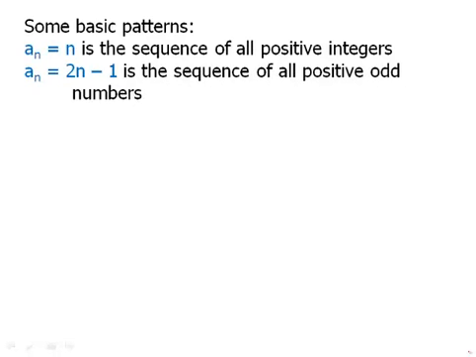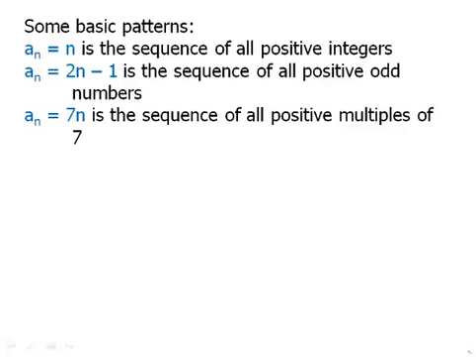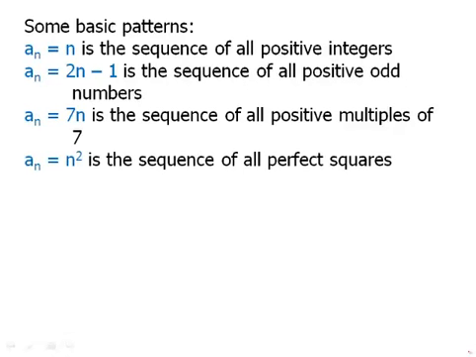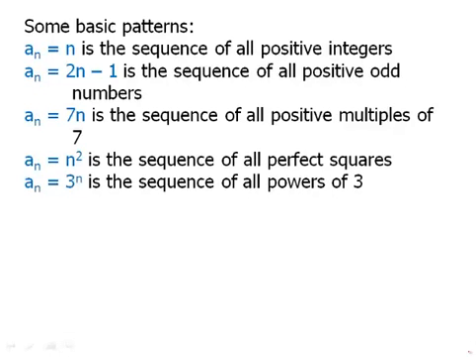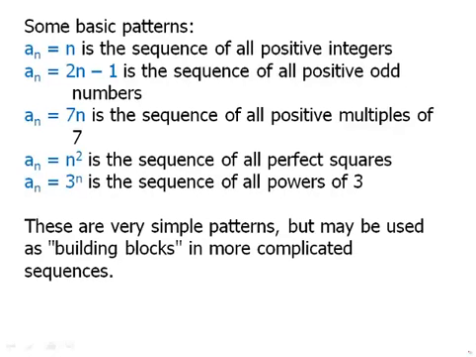So very interesting. And if we just had a sub n equals 2n, that would be the sequence of all positive even numbers. A sub n equals 7n is the sequence of all positive multiples of 7. And similarly, if we had any factor times n, it would be all the multiples of that particular factor. A sub n equals n squared is the sequence of all positive perfect squares. A sub n equals 3 to the n is the sequence of all the powers of 3. These are very simple patterns, but may be used as building blocks in more complicated sequences.